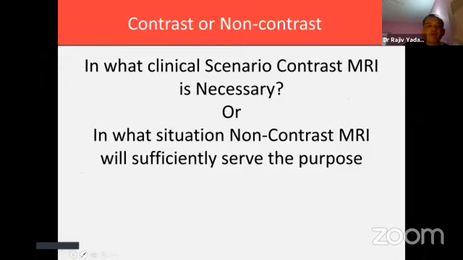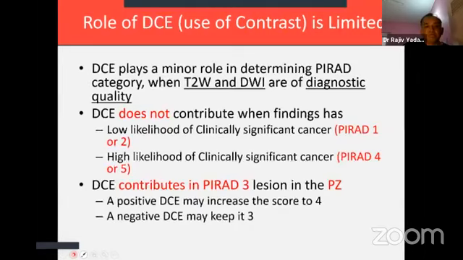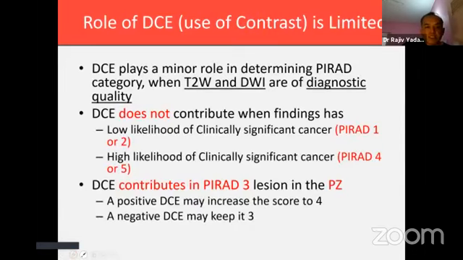Now, before we move on to that, we need to understand where at all the contrast MRI or dynamic contrast enhanced imaging is helping. Certainly, using a contrast does not contribute when the finding on MRI is PI-RADS 1 or 2. So in PI-RADS 1 or 2, basically the prostate seems almost normal. It is so normal looking that there is no suspicion of tumor. So obviously contrast has not helped much.